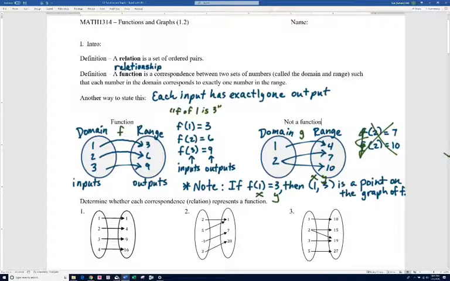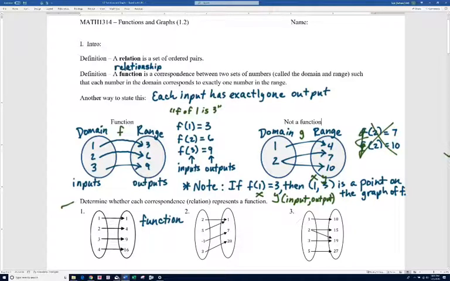All right, so let's see if you understand. Go ahead and look at 1 through 3 here and determine whether each correspondence or relation represents a function. So I'll let you try that, and then I would encourage you to watch the video. All right, so I forgot to mention with points again, we have input and output. So let's go ahead and do these problems.